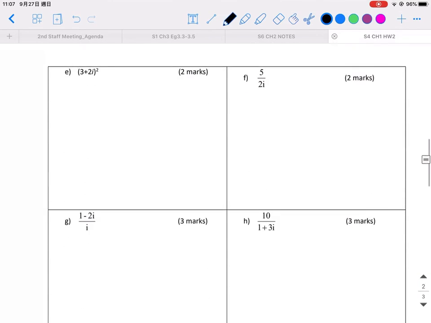So for part E, most of you make a mistake, saying a plus b squared is equal to a squared plus b squared. Obviously, this one is wrong. Remember, it should be a plus b squared equal to, we have 3 terms. That means a squared plus 2ab plus b squared.